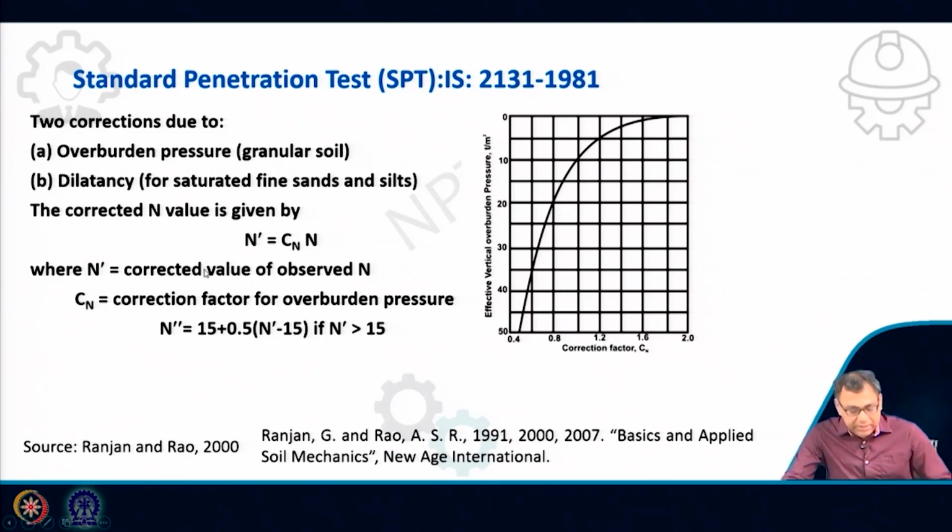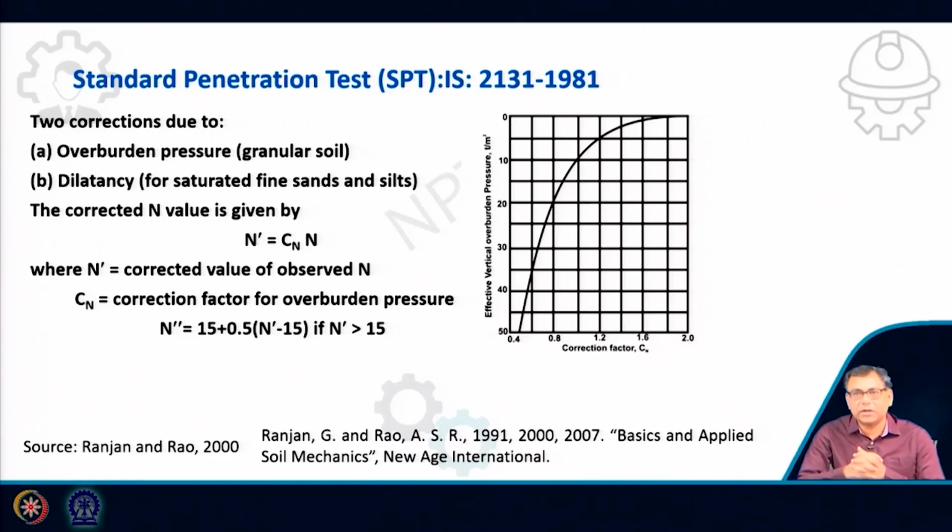Once you do that correction, then you have to apply the dilatancy correction, which is 15 plus 0.5 into (N dash minus 15). That means you apply this correction only if, after the overburden correction, the N dash value is greater than 15. So first you do the overburden correction, then if that N dash value is greater than 15, you go for the dilatancy correction.